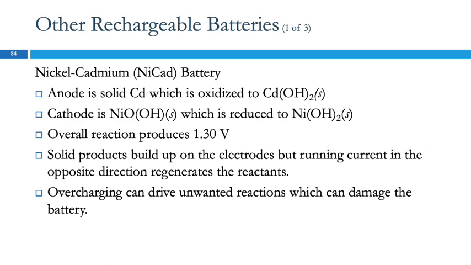So the lead acid storage battery is definitely a rechargeable battery. There's a bunch of other rechargeable batteries. One of them is a nickel cadmium or NiCad battery. So this one has cadmium, which is oxidized, and this nickel compound, which gets reduced. This has an overall voltage of 1.3 volts. Again, solid products are going to build up on the electrodes, but when you recharge the battery, running current in the opposite direction, it's going to regenerate the reactants.